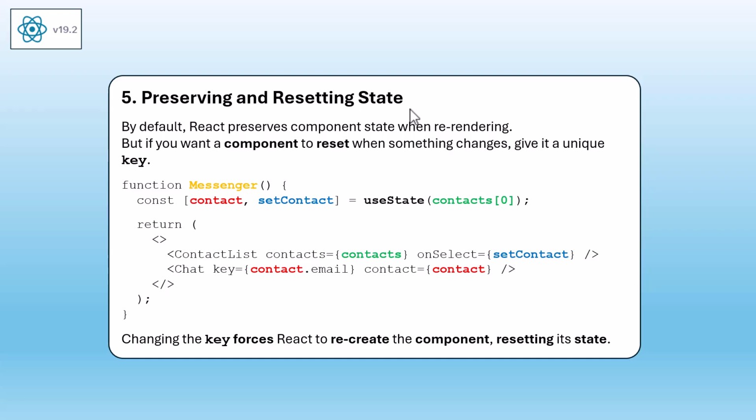For example, in a chat application, if a user switches to a different conversation, you may want the input box to clear automatically. To achieve this, you can tell React that each conversation should be treated as a separate component instance. React will then discard the old state and create a fresh one, ensuring that each chat behaves independently. Understanding when to preserve or reset state helps control how your interface behaves as users interact with it.